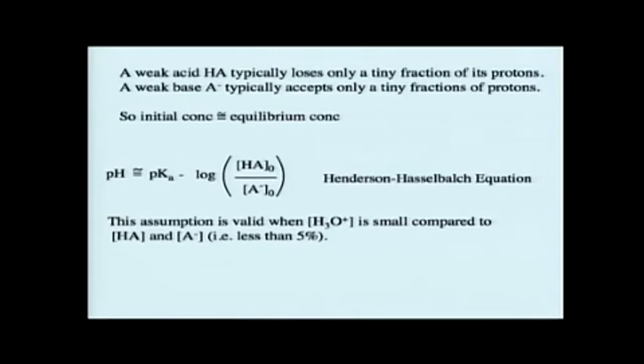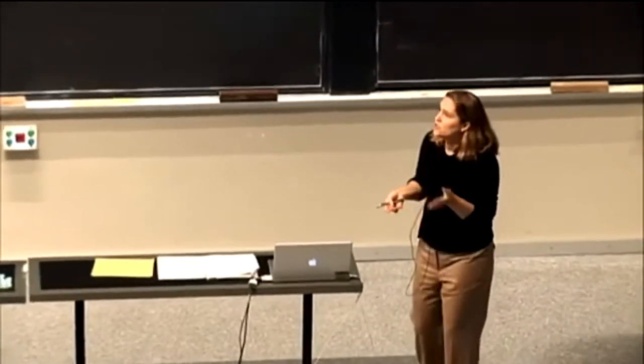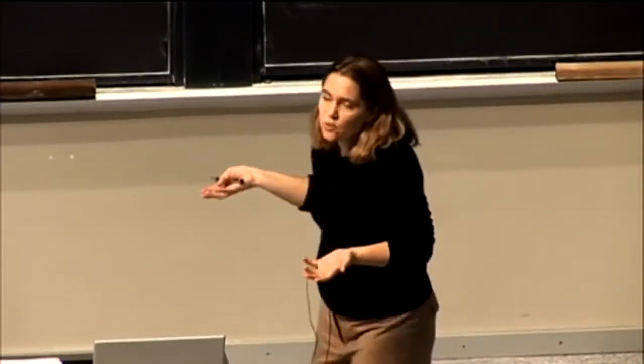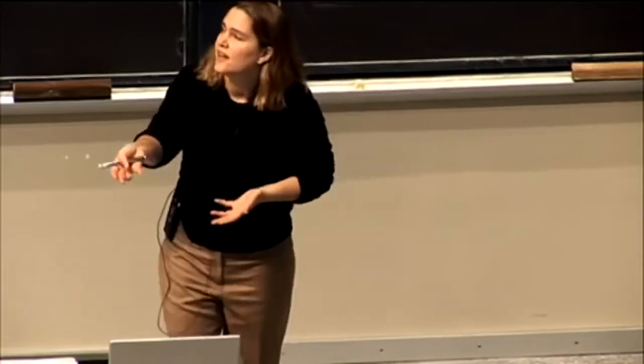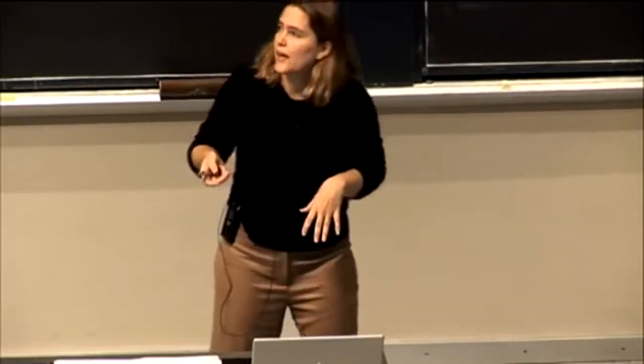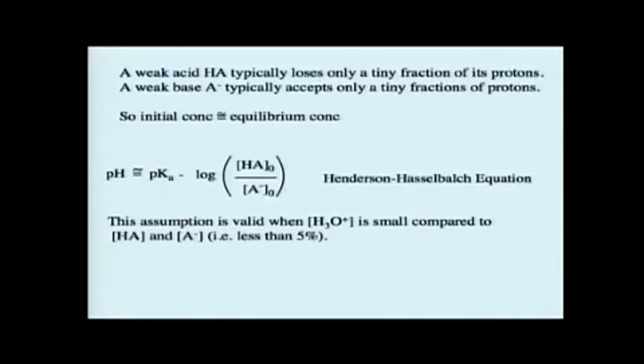Remember, we're making buffers from weak acids and weak conjugate bases. And the definition of a weak acid is that it only loses a tiny fraction of its protons. It only ionizes slightly in water. And a weak base typically only accepts a fraction of the protons it can accept. It's a weak base, so it's not doing a whole lot of chemistry there. So this approximation is good a lot of the time.